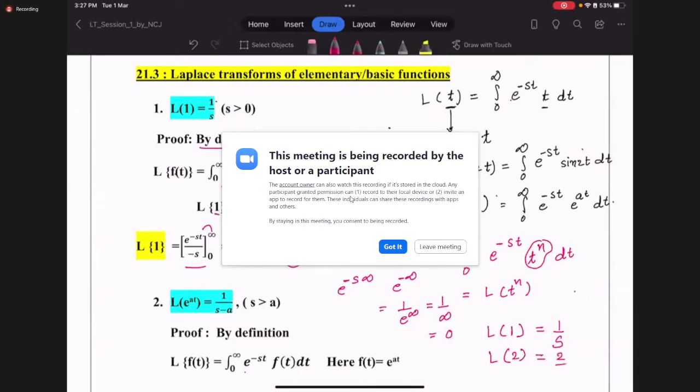2 by s. What is Laplace of some k, a constant function? K by s. So this is your first formula.